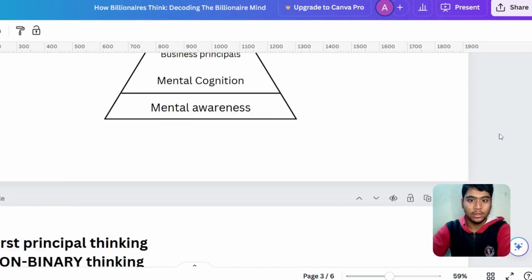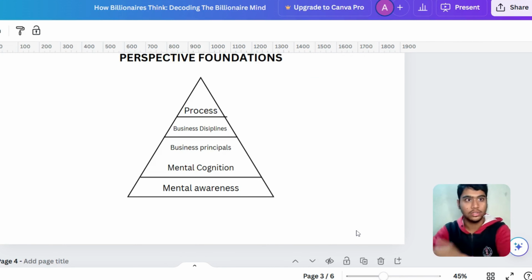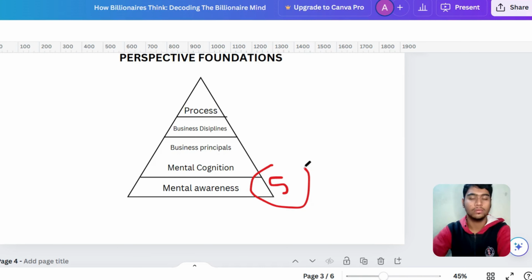Okay, so in the last video, I explained this perspective foundation. Let's recap a bit. There are five stages of a mental model, and everyone has this. It is mostly related to business. First is your mental awareness, which is just identity. Second is mental cognition, which is your decision making.